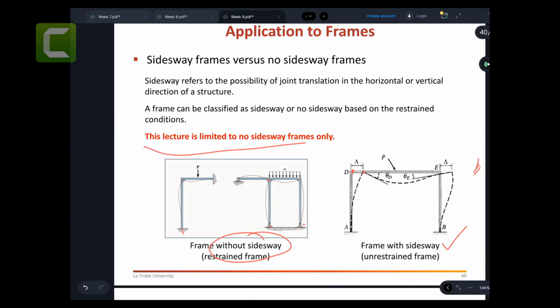Now this lecture is limited to the no sideway frame only. So we are going to look at just the no sideway frame, where there is no translation happening.